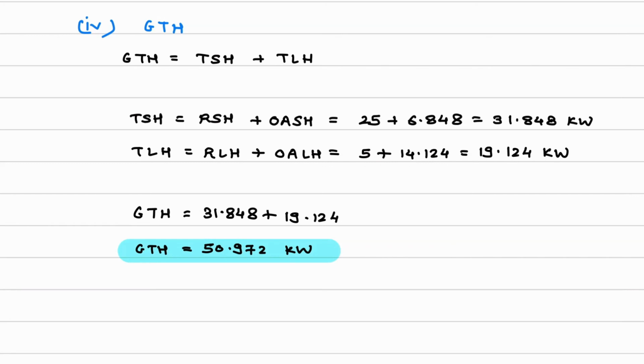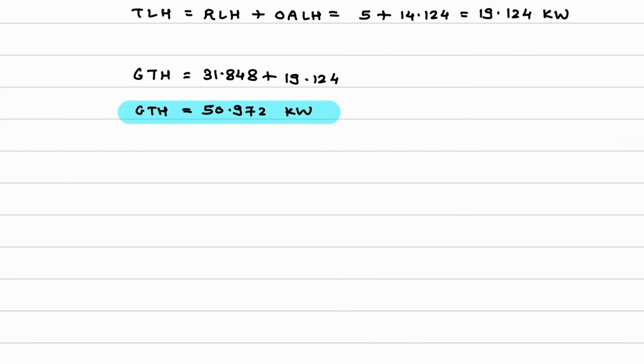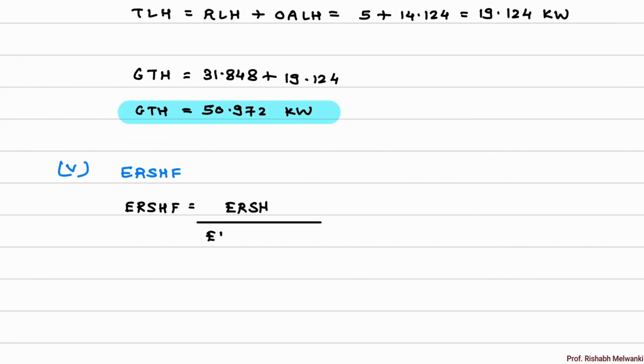Now the last question is remaining. What is that? Effective room sensible heat factor. Sub question number 5, ERSHF. So ERSHF is equal to effective room sensible heat upon effective room sensible heat plus effective room latent heat.